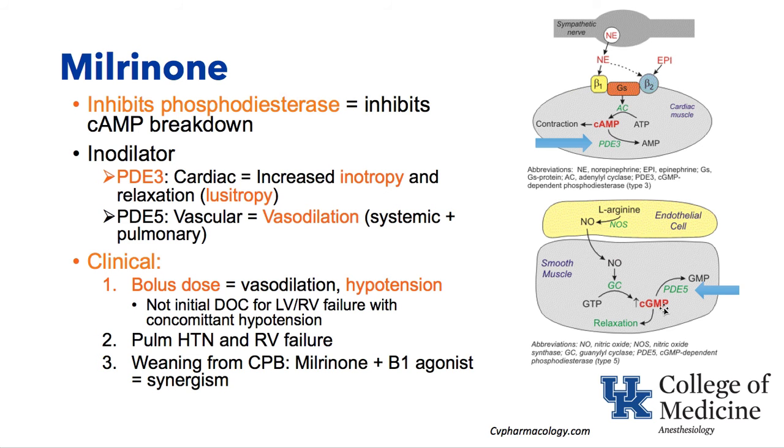When you're weaning from cardiopulmonary bypass, combining two medications, one a beta agonist such as epinephrine and a phosphodiesterase inhibitor, results in two mechanisms for increasing intracellular cyclic AMP, the beta receptor as well as reducing cyclic AMP breakdown by the phosphodiesterase enzyme, and you can get more inotropy as a result.